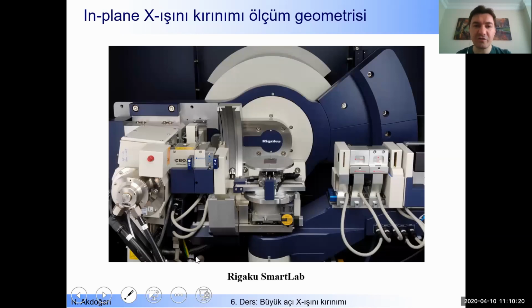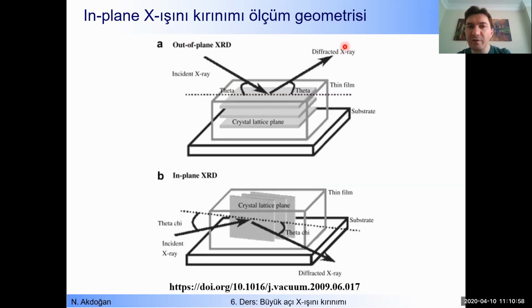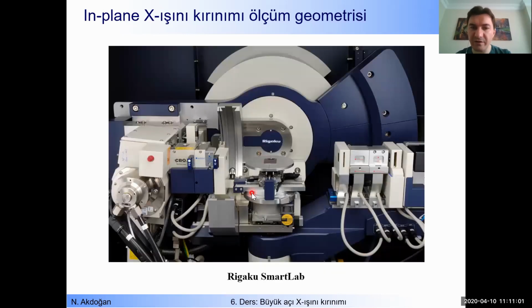Here I show you a picture of an X-ray diffraction machine produced by Rigaku. The name of the machine is Rigaku SmartLab. We have it at Gebze Technical University, physics department. Here we have an X-ray source, and these are the optics, and here we have a detector. And can you see that here we have a sample? This is the sample holder, and this is a multi-axis goniometer, very useful, computer controlled, very user friendly. By using it, you can carry out both out-of-plane XRD and in-plane XRD experiments.